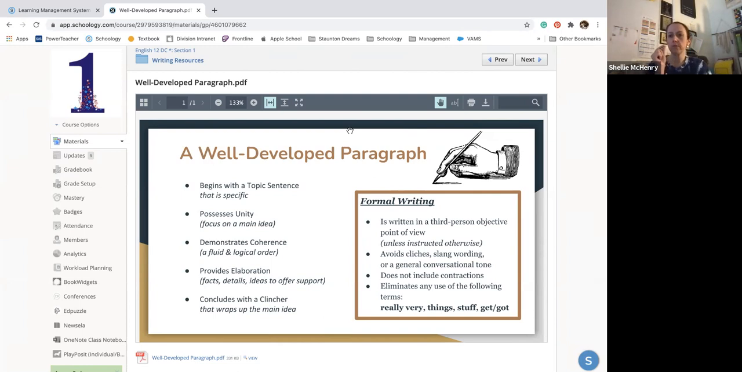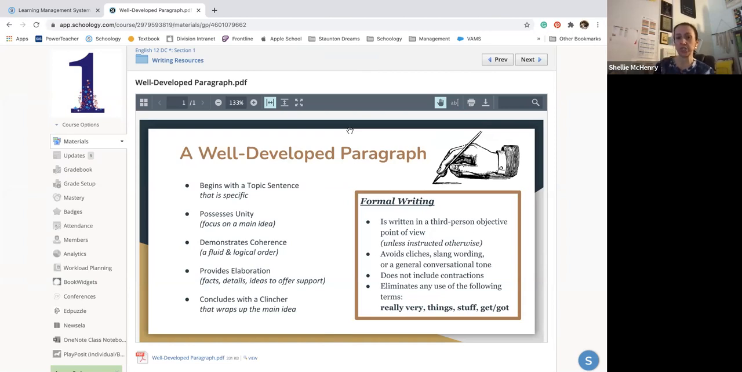So, rules of formal writing. Number one, you never write in first person point of view unless you're specifically instructed otherwise. So I should never read an essay that's saying, I believe, I think, or we. I mean, you wrote it, it's obviously what you think, but you need to make all your statements third person objective.